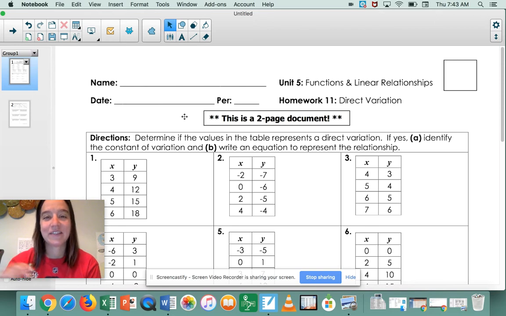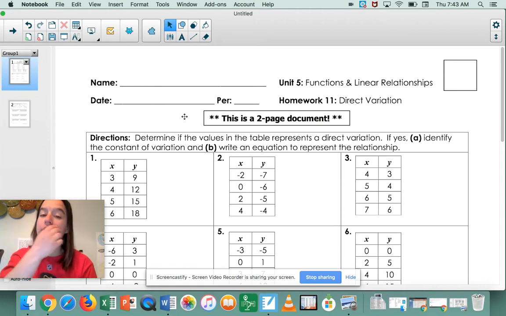Good morning. So today we're not going to do anything new. We're just going to review what we've been working on, which is determining if things have a direct variation or if they have a proportional relationship. So I'm assigning this homework assignment that you're seeing right here.